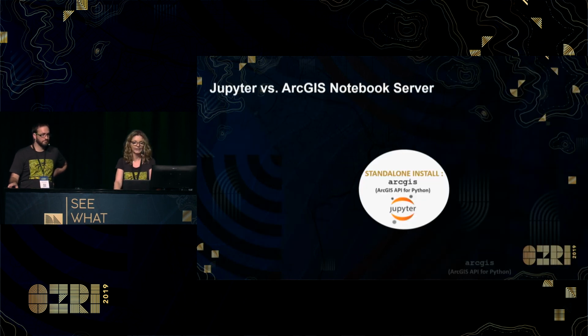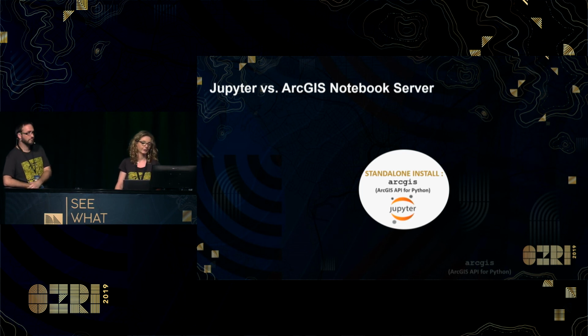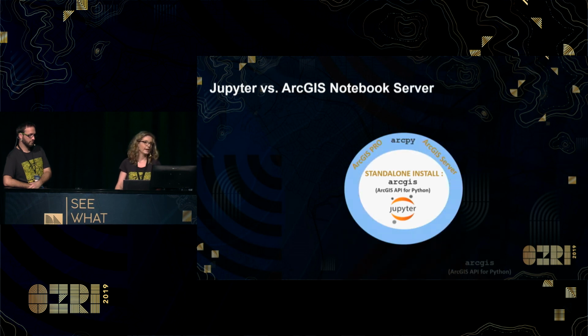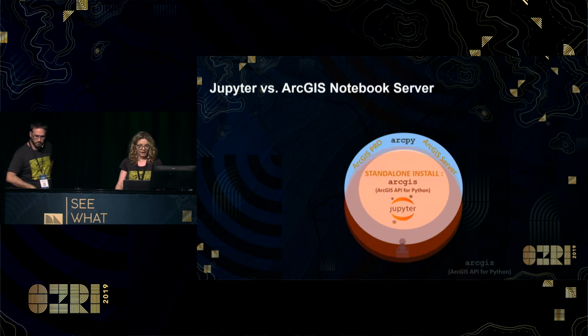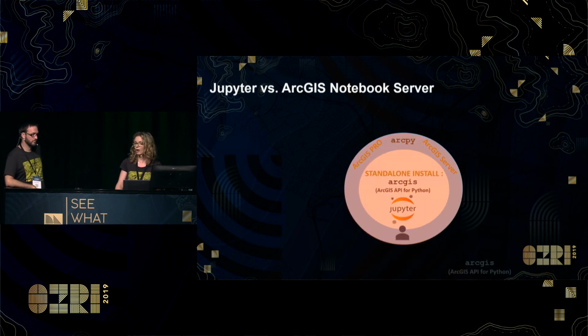So let's have a look now at how ArcGIS Notebook Server differs from a standalone setup of Jupyter Notebooks and the ArcGIS API for Python. On a standalone machine, you may have manually installed Jupyter and then the ArcGIS site package. Or that machine may have Server installed or Desktop or Pro installed. In either case, you would then have access to ArcPy. Each of these install types are designed to accommodate an individual Python user working on a single machine.